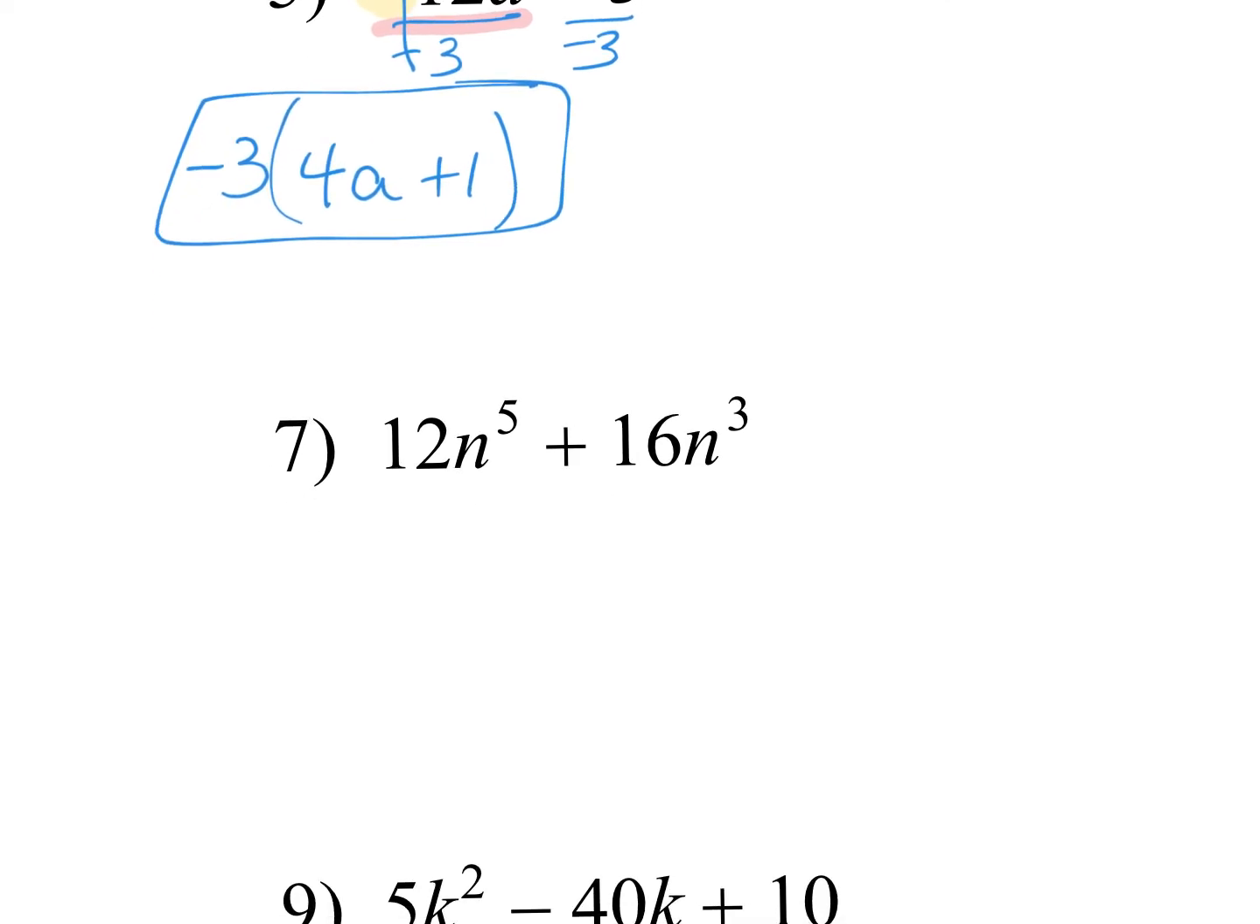What about 7? What do they have in common? Okay, n, agreed. How many n's do they have in common? 3. I can take out at least 3 of them. Good. What about number-wise? 4. Is it 4? Is it 6? What is it? 4. Does 6 go into 16? No. No, so I'm going to just use 4n cubed. So 12 divided by 4 is 3. N to the fifth divided by n cubed is what?